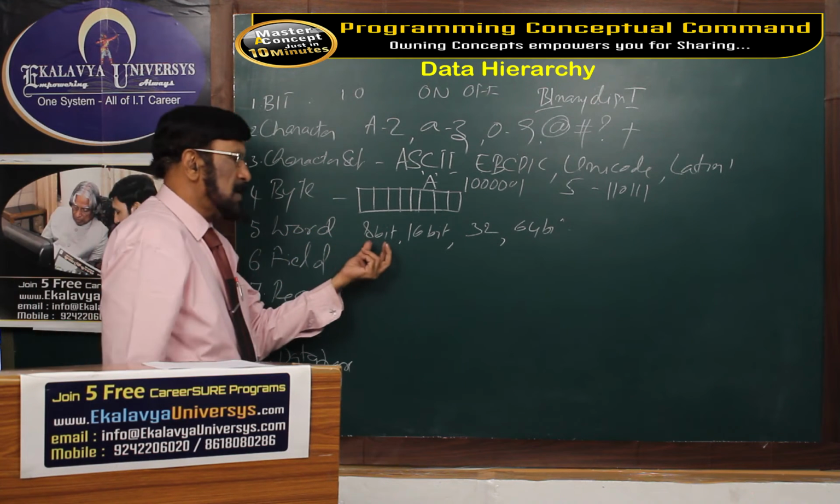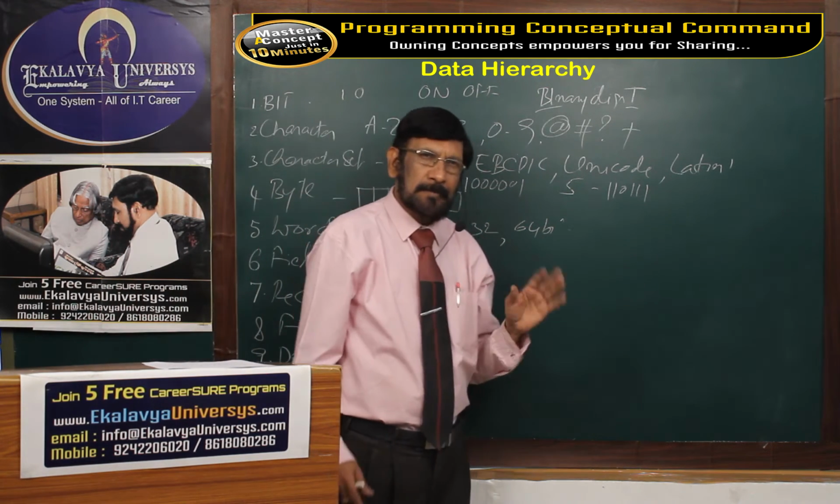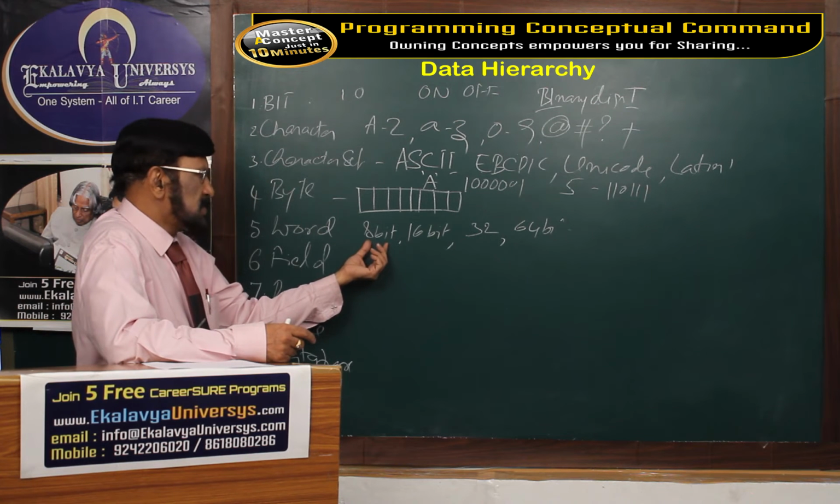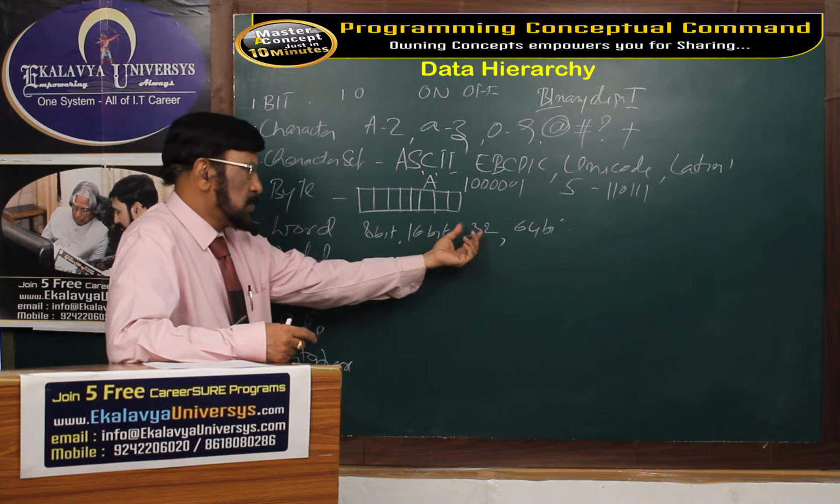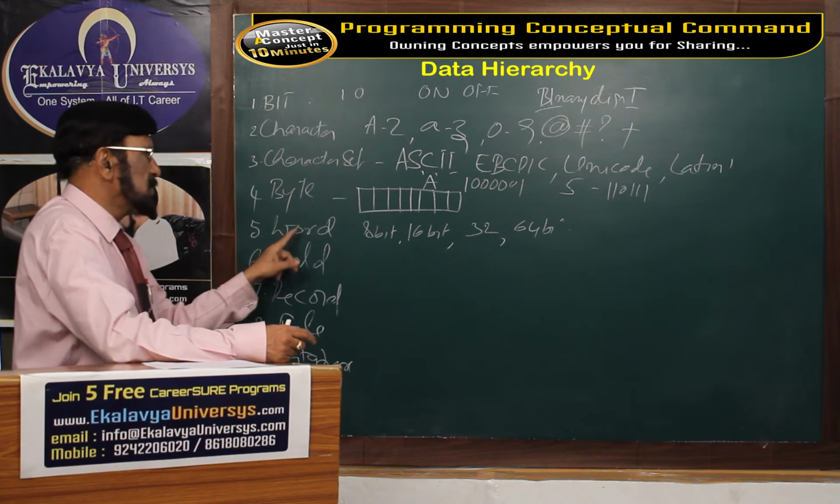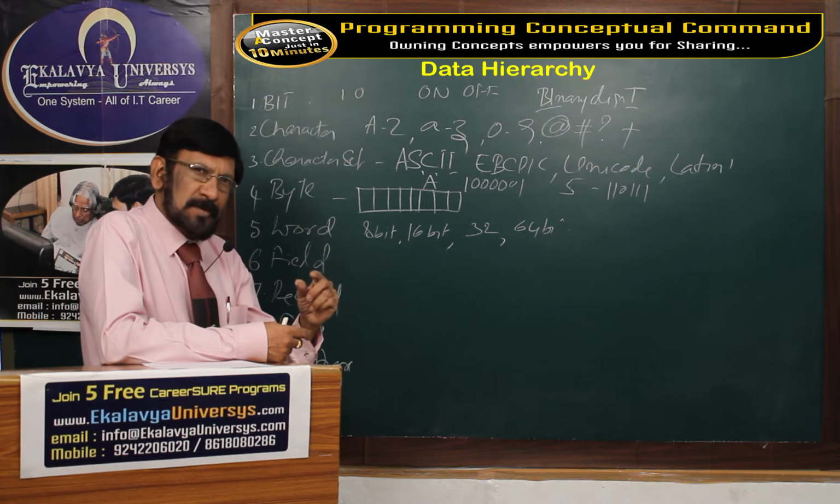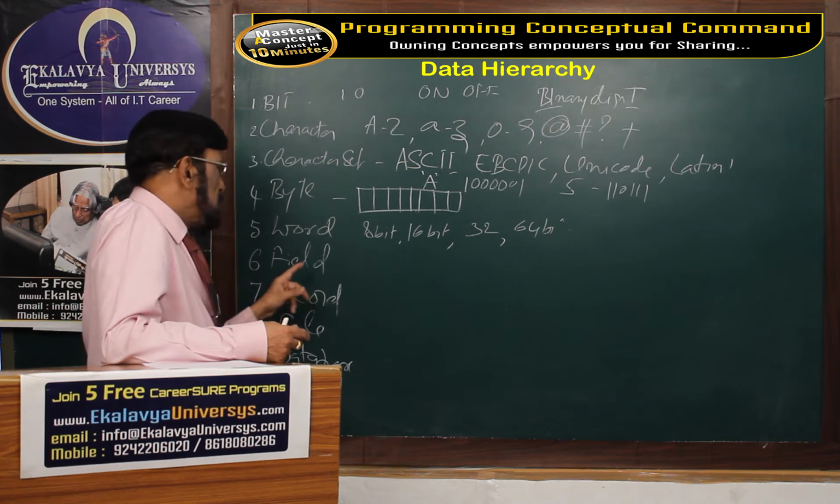Actually, this is 1 byte, 2 byte, 4 byte, and 8 byte, but it is popularly represented as 8 bit, 16 bit, 32 bit, and 64 bit. That's a word. Word means whatever number of bits a computer processes at a time.